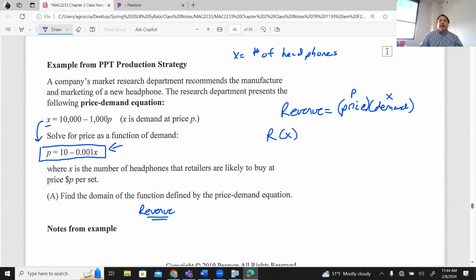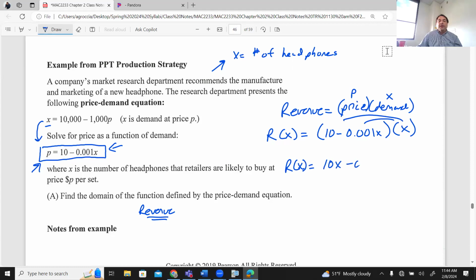This one we know, but we need to know to use it. To find revenue, I have to take price. Well, price is 10 minus 0.001x times how many, which is x. So even though revenue wasn't given, the pieces to find revenue were there. I told you price and I told you x. Revenue is price times x. So when I clean this up, you're going to have revenue of 10x minus 0.001x squared.